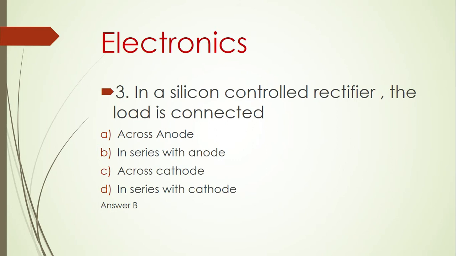In a silicon controlled rectifier, the load is connected across anode, in series with anode, across cathode, in series with cathode. Option B, in series with anode, is the correct answer.